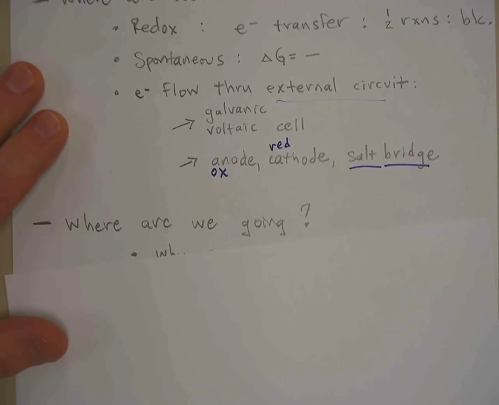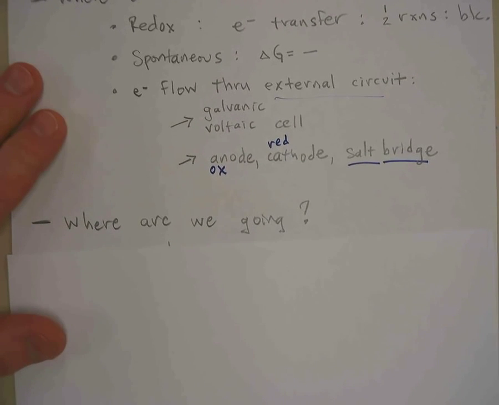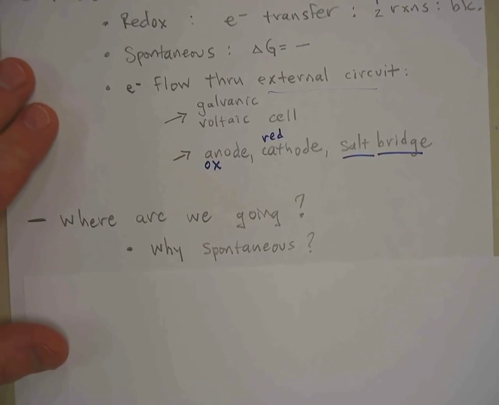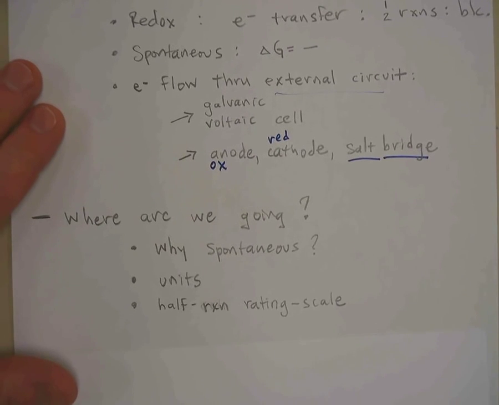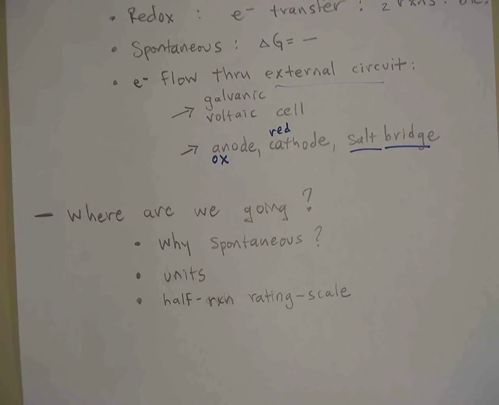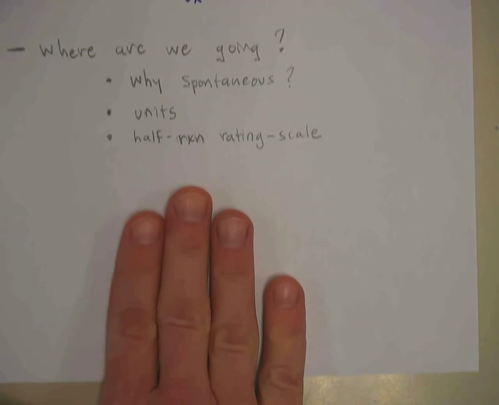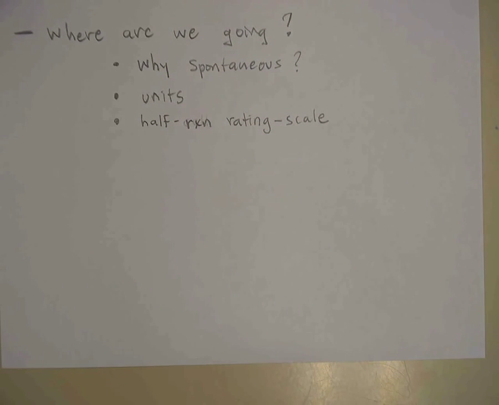Where are we going in this video cast? First of all, we're going to find out why it's spontaneous. Second of all, we're going to talk about units for this electron transfer because there's a certain amount of energy going on here. And we're going to look at a half reaction rating scale, and we're going to find out, hey, which half reactions have the most potential or the most possibility of transferring electrons. Write these guys down. Make sure you've got some more paper out because we're going to go through about 5 pages of notes here, and I want you to write them all down as we go through this.